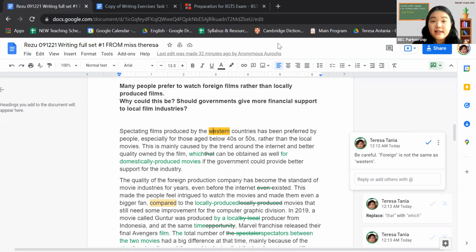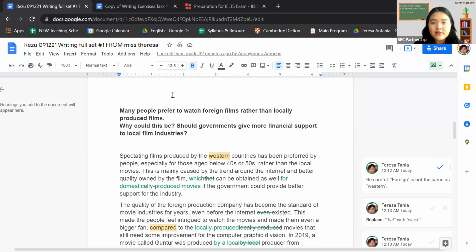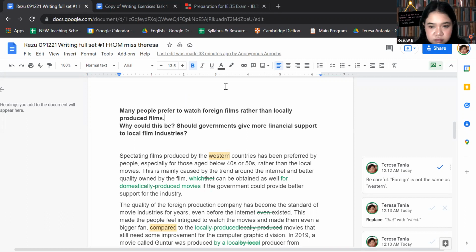it's the introduction. We want to make sure, one of the assessments in IELTS is whether you cover all parts of the question. Oh, all parts of the question. Yes. So when you say Western countries, you're replacing foreign films with Western countries. The meaning will be different.